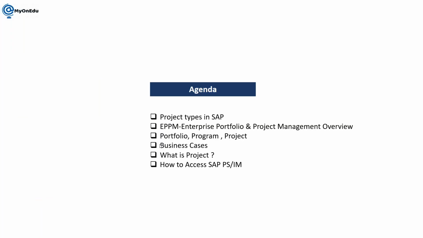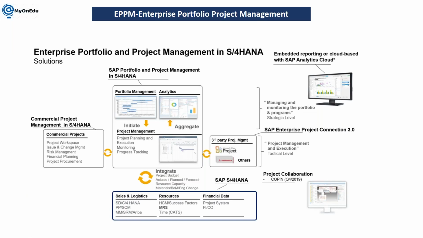This is the agenda, and further, as I have already explained the concept of EPPM, Enterprise Portfolio Project Management in S4HANA, this is a version of SAP S4HANA. Here you can see SAP Portfolio Project Management, commercial project management, and the project system. There is one more module called SAP EPC, Enterprise Project Connection, which is used for Primavera and MSP integration.